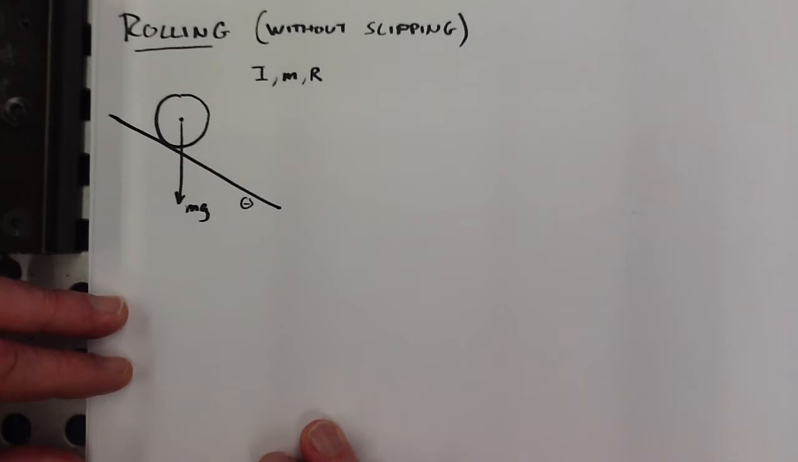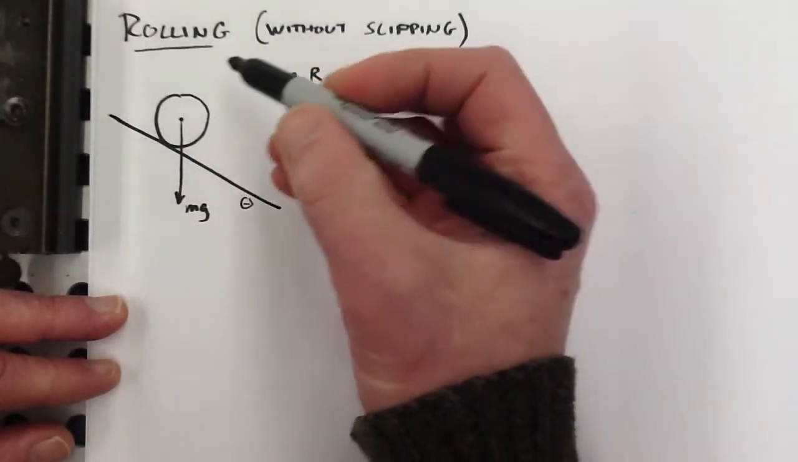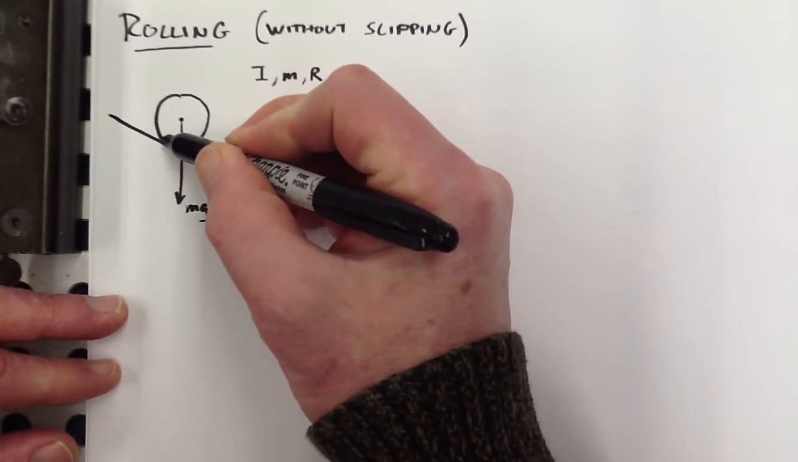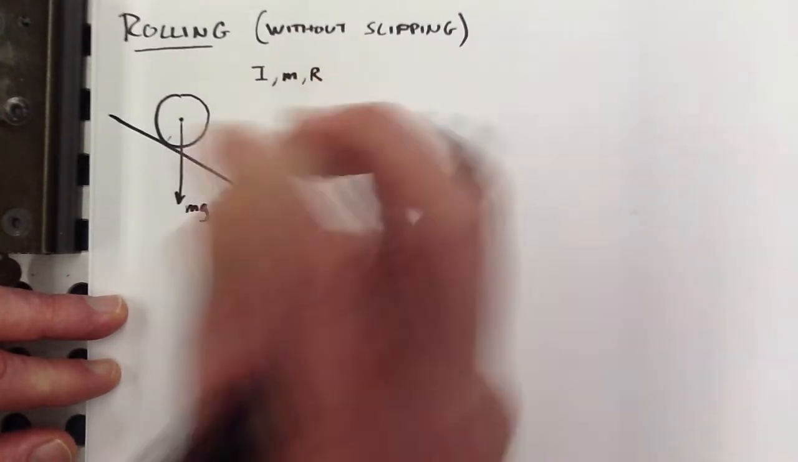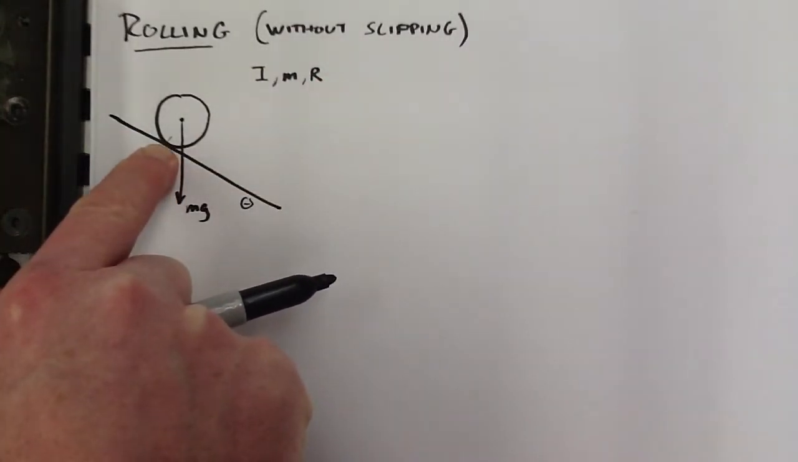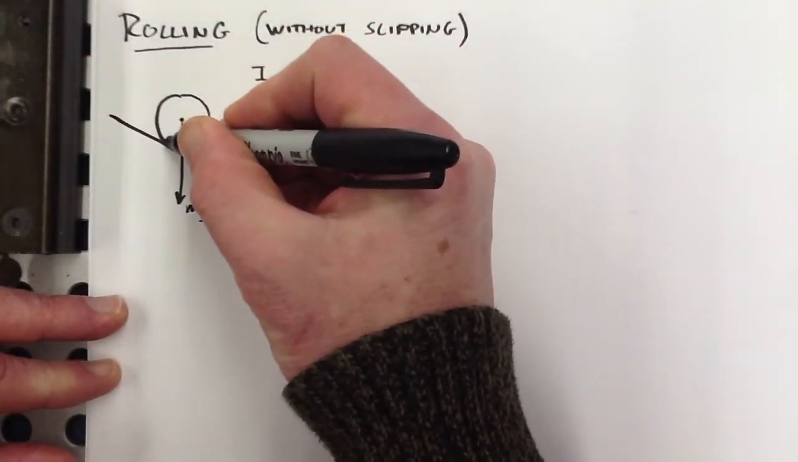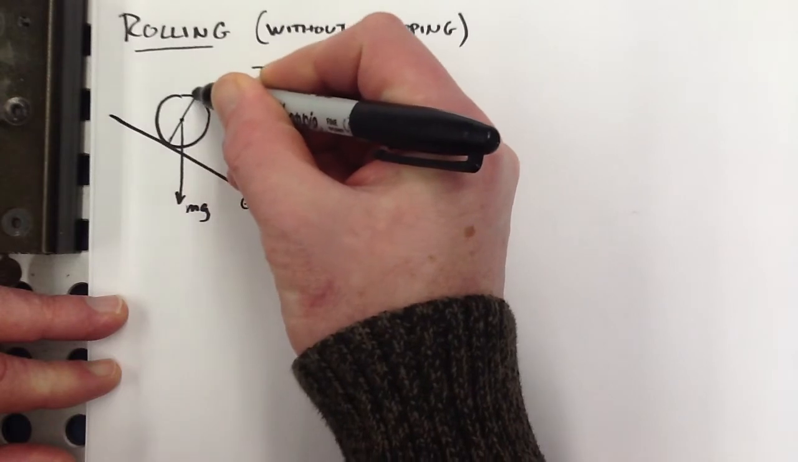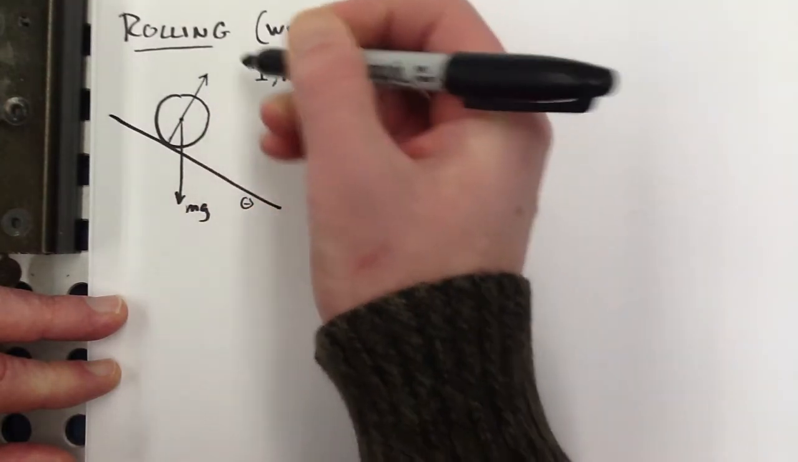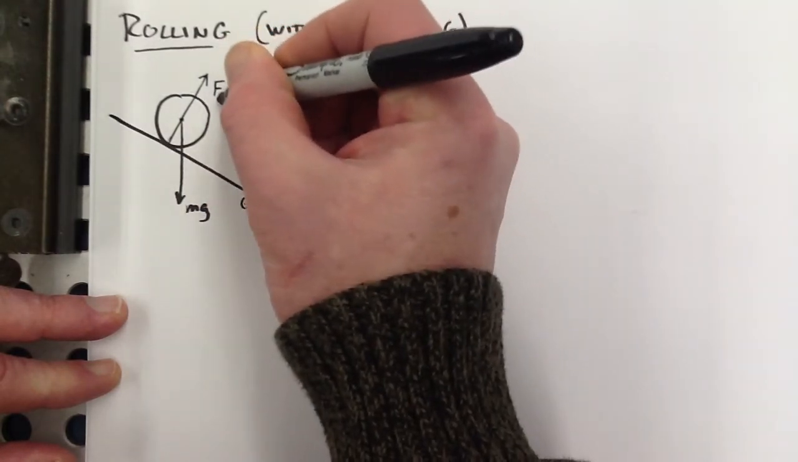And how about the support force? Well, there's a support force, and we're going to draw that coming right from that contact point, because that's where the support comes from. And it would be perpendicular, of course, like this, the normal force.